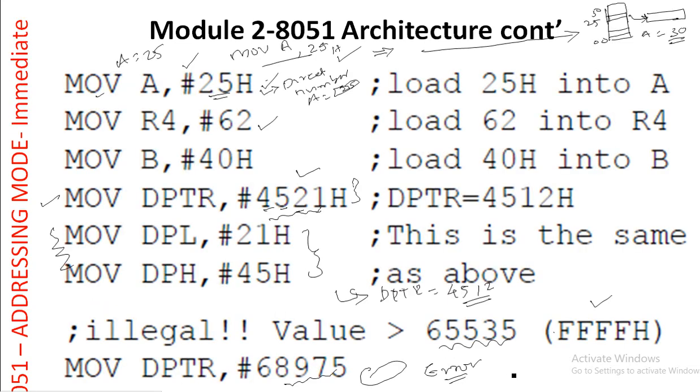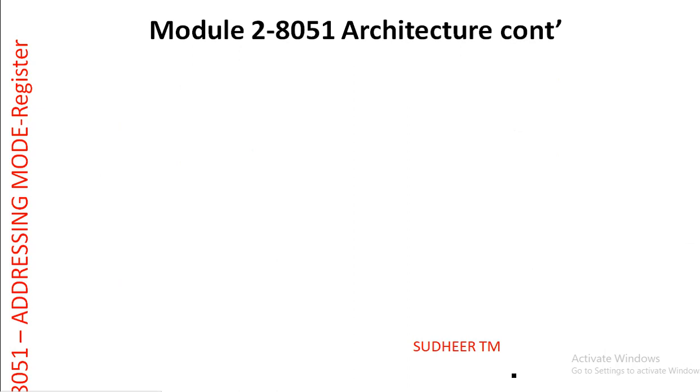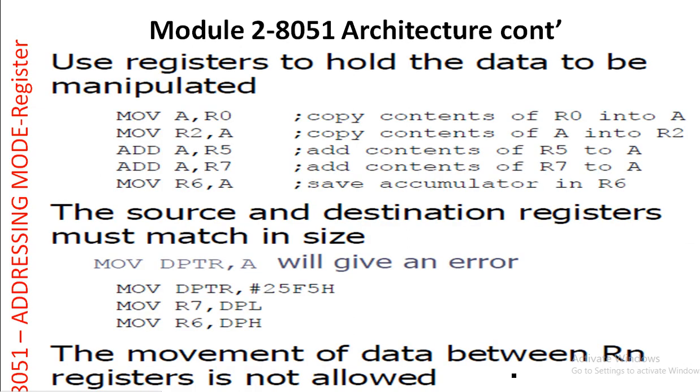Now, this is all about the immediate addressing mode. Individual addressing modes, they can ask you separately: explain immediate addressing mode with example. So you need to study this in detail. Okay, next addressing mode, what we discussed before, is register addressing mode. It is very clear what it is. Register addressing modes are very simple. Direct register names are used for addressing the data.